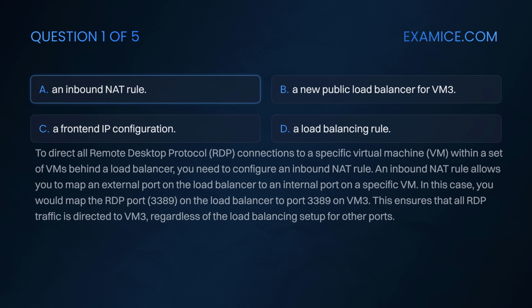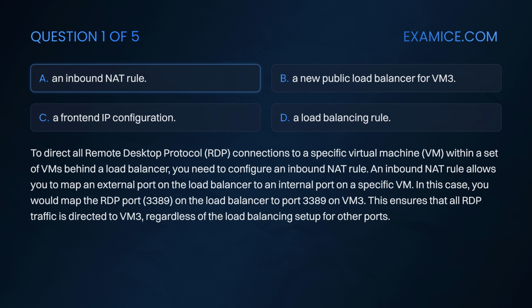To direct all remote desktop protocol connections to a specific virtual machine within a set of VMs behind a load balancer, you need to configure an inbound NAT rule. An inbound NAT rule allows you to map an external port on the load balancer to an internal port on a specific VM. In this case, you would map the RDP port on the load balancer to port 3389 on VM3. This ensures that all RDP traffic is directed to VM3, regardless of the load balancing setup for other ports.